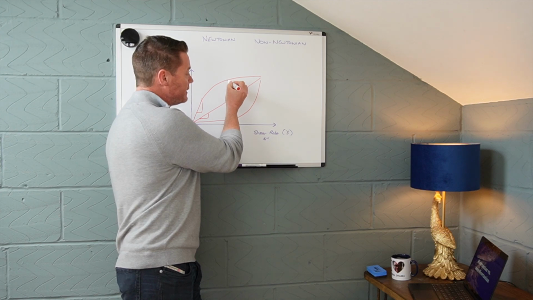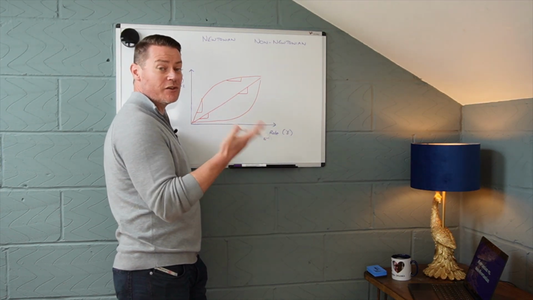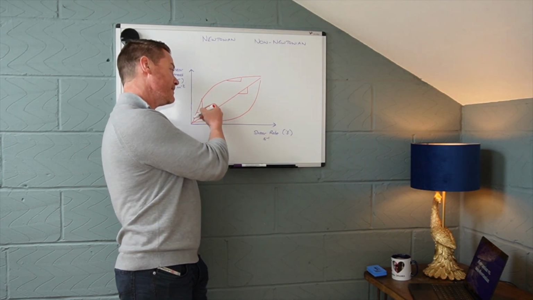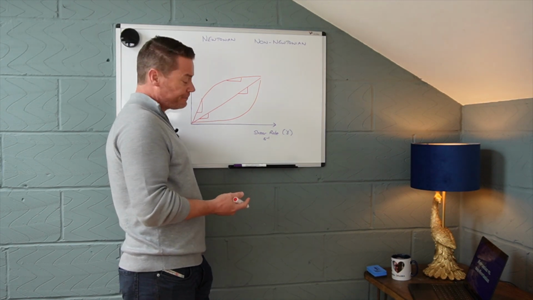And if we measure the gradient at a higher applied stress, the gradient's got shallower, so the viscosity has got lower. So in other words, this is an example of a material that's becoming thinner when it's being sheared.